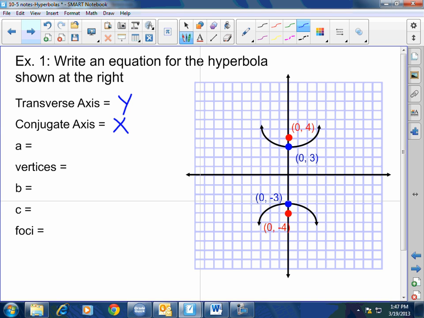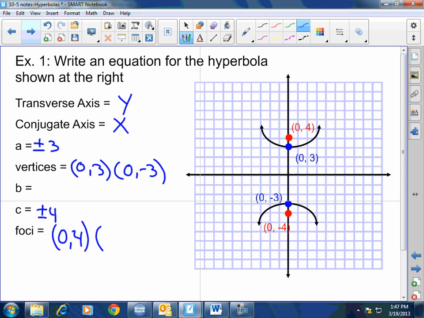My A represents the distance from the center to the vertex. So I've got plus or minus 3, and I've got 0, 3, 0, negative 3, all because I can just read the formulas from the graph. My C, I don't have a B yet. My C, that's my foci, so that's plus or minus 4. The foci is always on the transverse axis. So that's 0, 4 and 0, negative 4.